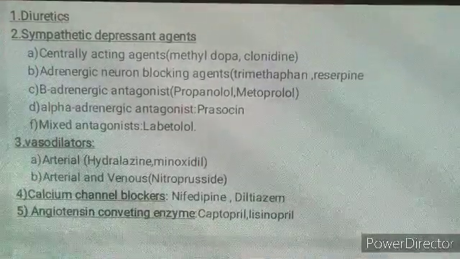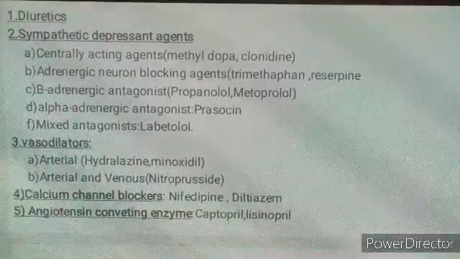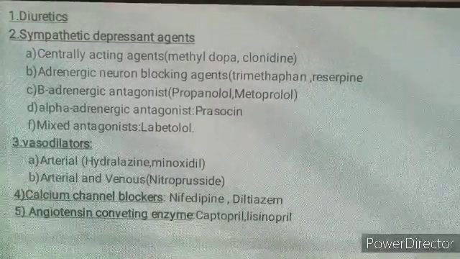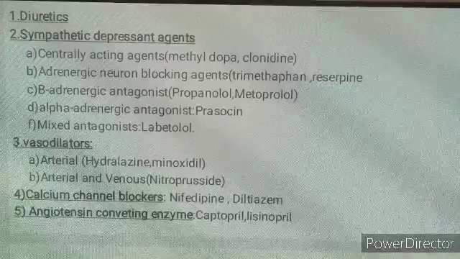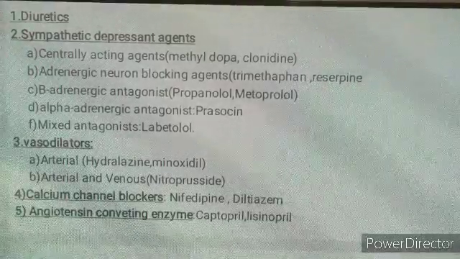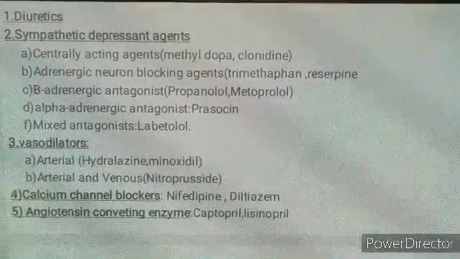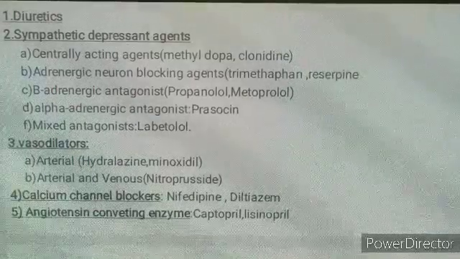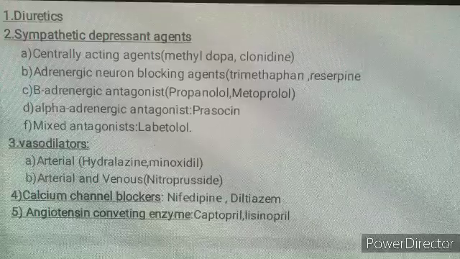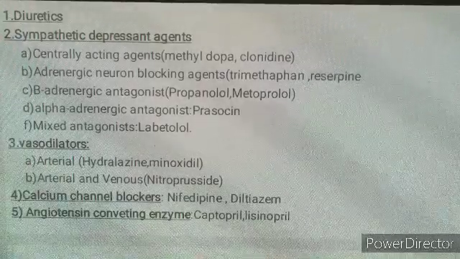The second class is sympathetic depressant agents. As you can see, there are various categories here. The first one, let us discuss centrally acting agents like methyldopa or clonidine. Now, clonidine acts centrally as an alpha 2 agonist. So this produces inhibition of sympathetic vasomotor centers, so it reduces sympathetic outflow to the periphery and hence reduces total peripheral resistance and reduces the blood pressure.